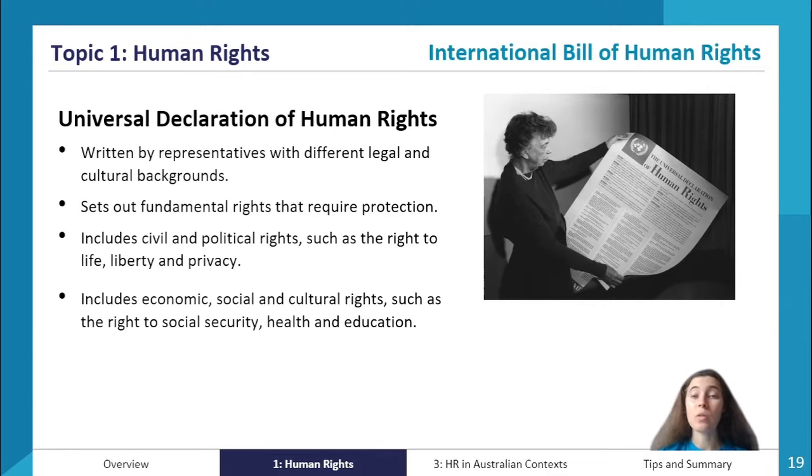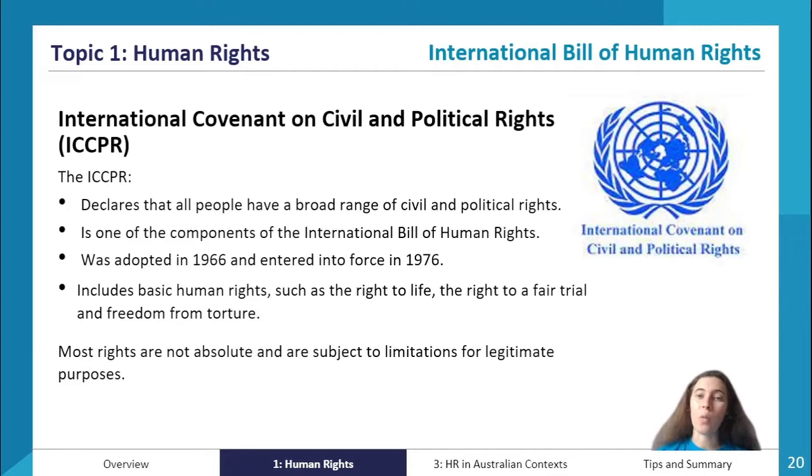And then on the other hand, we have more specific ones that are within the International Bill of Human Rights. One of them is the ICCPR, or the International Covenant on Civil and Political Rights. There are a number of things that are encompassed in this. Overall, it declares that all people have a range of civil and political rights, and it was adopted in 1966 and entered into force in 76.